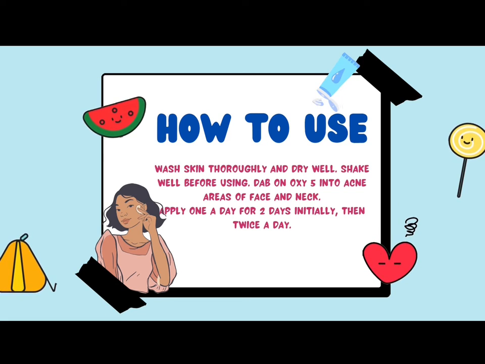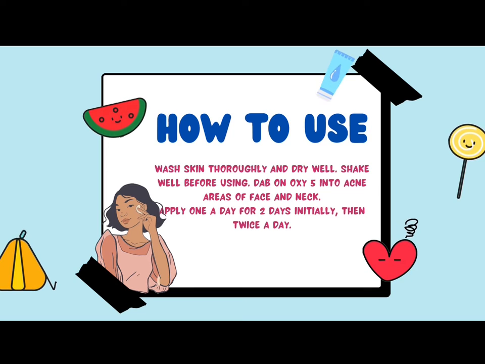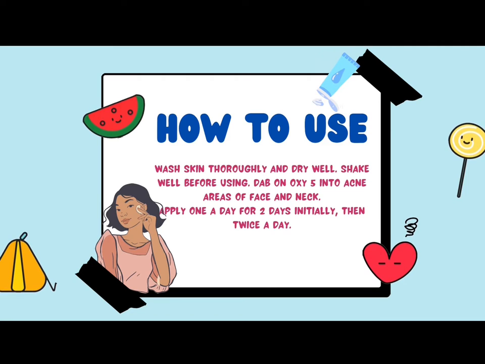How to use the Oxy-5 cream? First, you need to wash skin thoroughly and dry well. Shake well before use, and then dab on Oxy-5 into acne areas of face and neck. Apply once a day for 2 days initially, and then twice a day if no discomfort occurs.